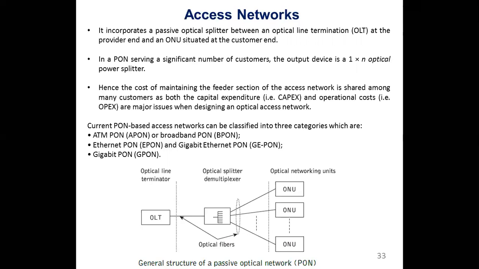The cost of maintaining the feeder section, basically the access network, is shared, including both capex, which is capital expenditure, and opex, which is operational expenditure. These are the main issues to be considered when you are designing an optical access network. Current passive optical networks, which form the access networks, have many categories, but basically three: ATM PONs or broadband PONs, Ethernet PONs or gigabit Ethernet PONs, and gigabit PONs, GPONs.